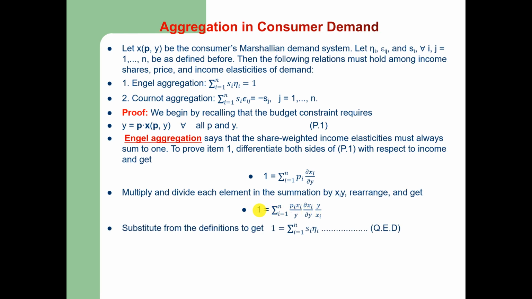And substitute from the definition to get this. So it is proved. So if we make substitution, then we get this: the summation, i varies from 1 to n, si eta i, is equal to 1. So this means that the share weighted income elasticities must be equal to 1. So this is the proof of the Engel aggregation.